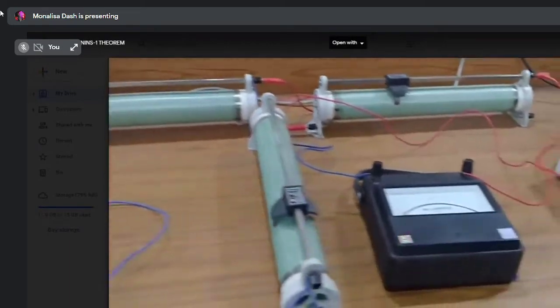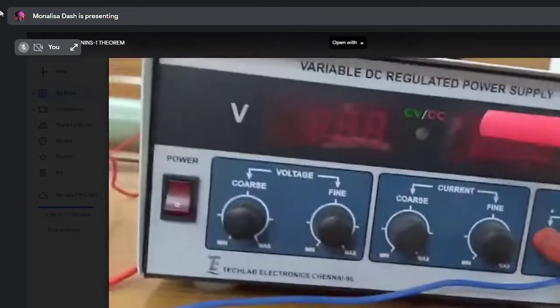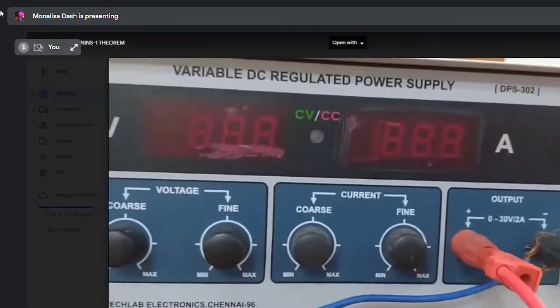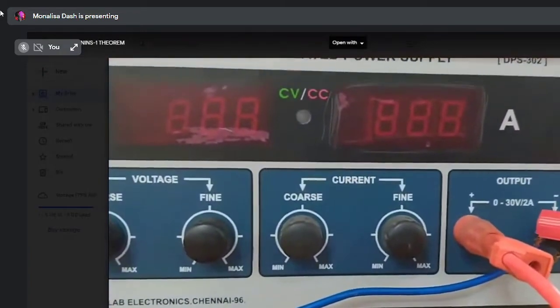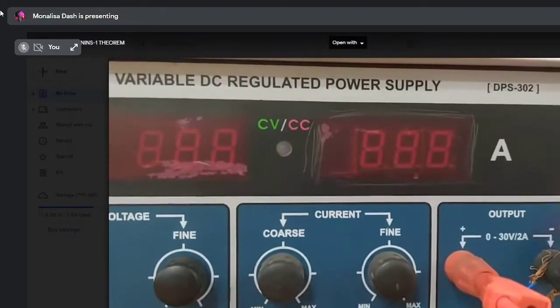Similarly, we are using another voltage source V2. This is a variable regulated power supply, and this is also 0 to 30 volt and 2 ampere ratings.